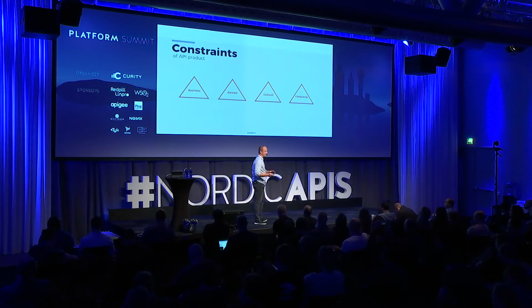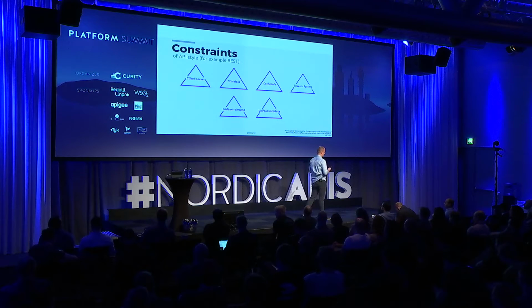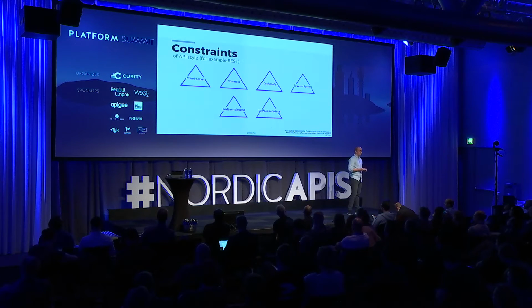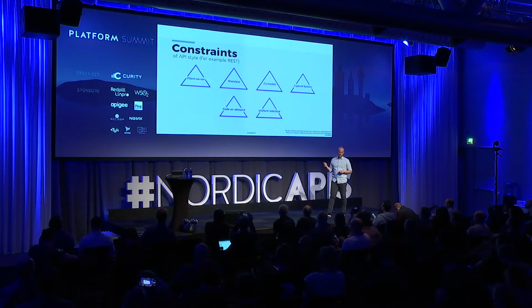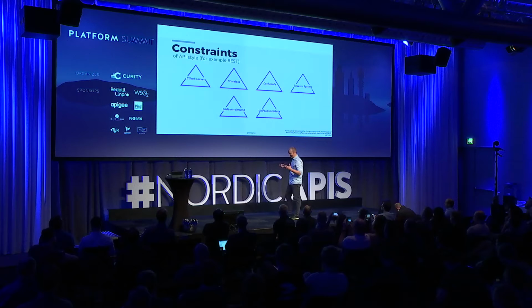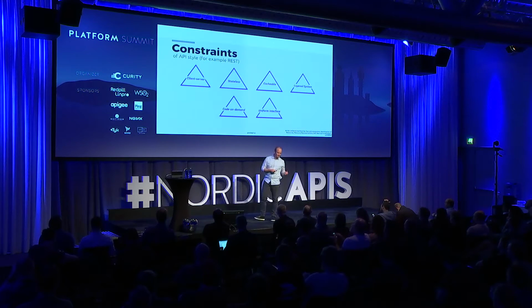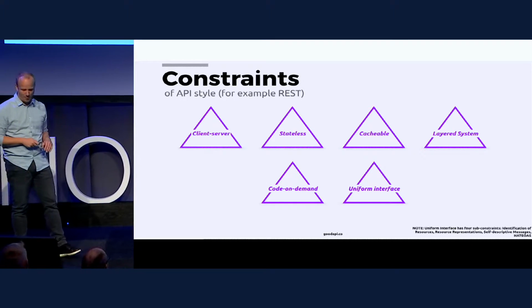Now, these should translate to constraints of an API style itself. So what you see here on the screen, these are 6 constraints of an API style. As a matter of fact, this is what REST is. Only these 6 constraints, that's the REST architectural style. These 6 things, if you follow them, you will get a REST API and distributed system, which gives you certain properties. That's it. This is all that REST is.